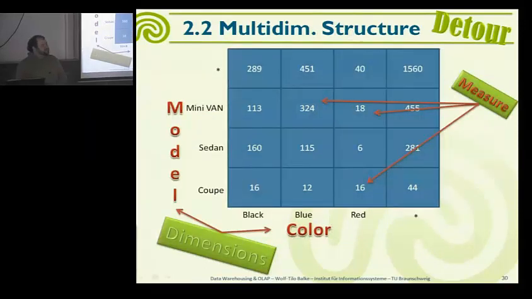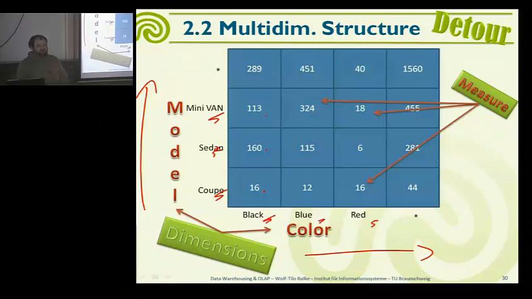And what happens is that you get a multidimensional structure very soon. So for example, you might have the different models or the different colors of your car. So a car model might be coupe or sedan, minivan, right? And then you have different numbers of sales for that, for the different colors, right? Black, blue, red, or something. One specialty is the star, so every color, so this is basically the sum of all these.